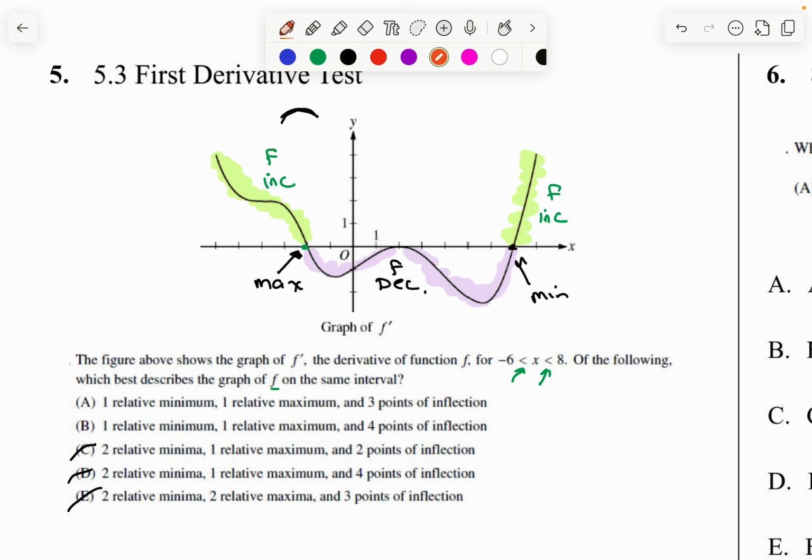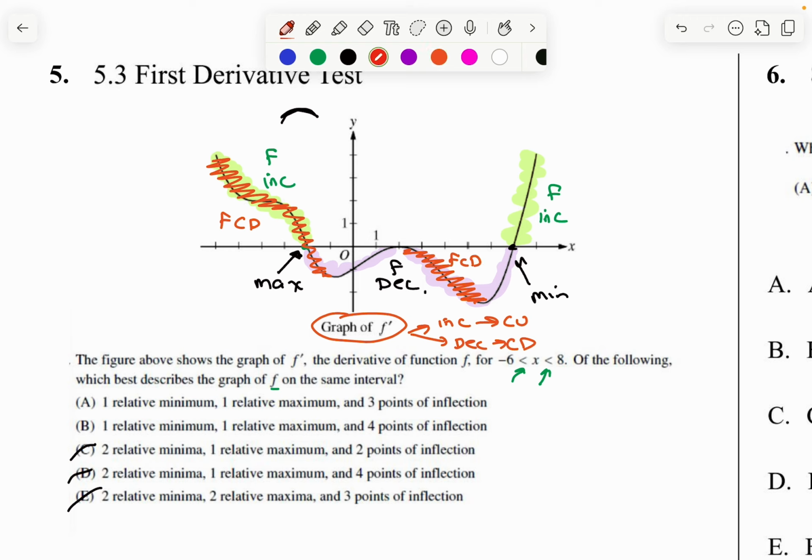Now, when it comes to the second derivative analysis, we look at something different, right? So this is f prime. If f prime is increasing, that means f is concave up. And if f prime is decreasing, that means f is concave down. So we can look at this graph now for when it's increasing and decreasing. It is decreasing all the way until here. So that must mean that f is concave down. And it happens again here. f is concave down.